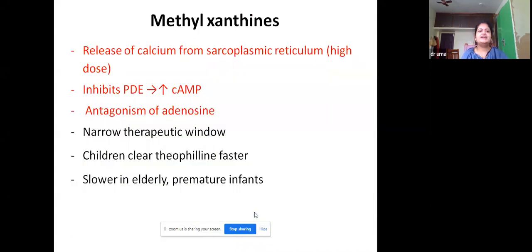And methylxanthines. The mechanism of action is that they inhibit phosphodiesterase, thereby increasing cyclic AMP, and they cause antagonism of adenosine. These two mechanisms occur in the therapeutic range, that is 5 to 15 microgram per ml. But above the therapeutic range, they cause the release of calcium from the sarcoplasmic reticulum. They have a narrow therapeutic window. They follow saturation kinetics. Therapeutic drug monitoring has to be done while giving methylxanthines. Children clear theophylline faster, and clearance is slower in the elderly and premature infants.